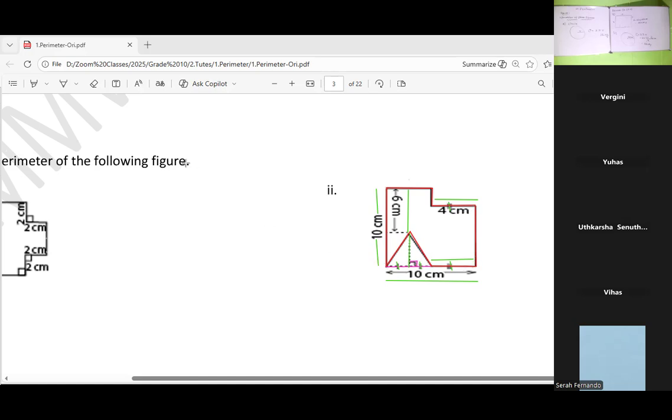I want to see who finishes first and send me the answer. I'll give you 3 minutes to complete, then I will discuss.